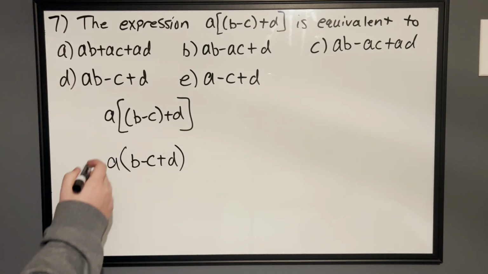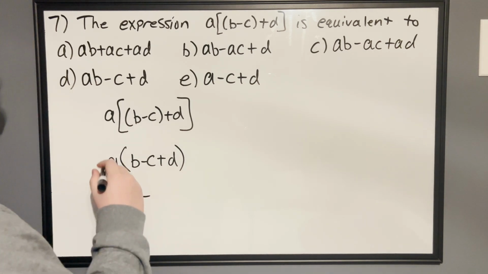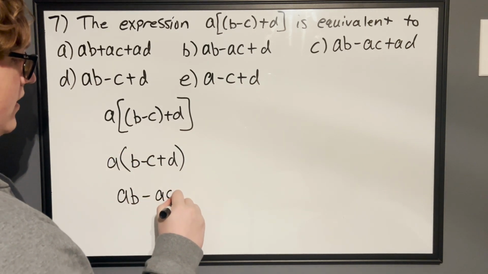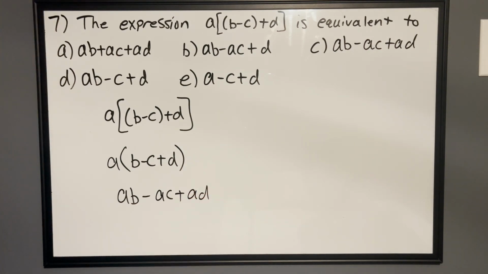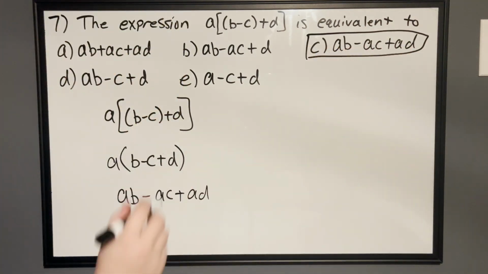Now when we distribute, the A goes to every term. So we have AB minus A times C plus A times D. And we see that the only one that this matches is option C. So that is how you can simplify that expression just by using the distributive property. So let's go ahead and move on to question number 8.